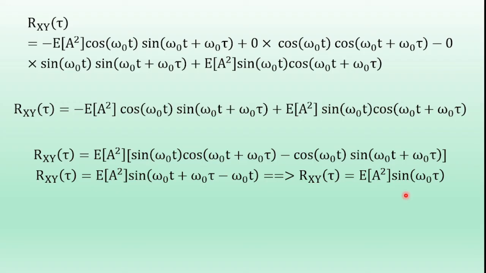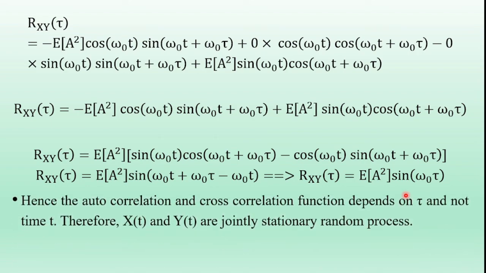So now here the cross correlation function of the random processes x of t and y of t is independent of time t and depends only on tau. Hence, the given random processes x of t and y of t are jointly wide-sense stationary random processes.